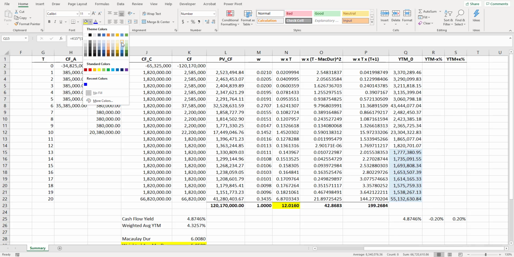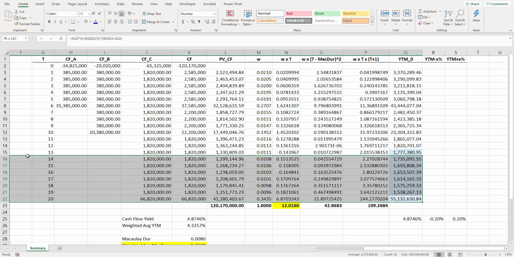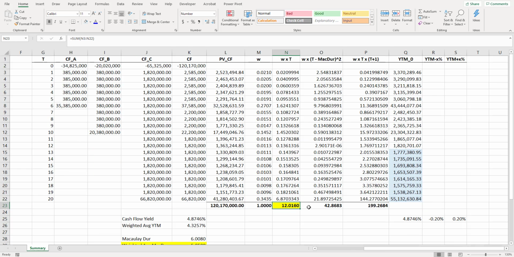So I'll just color this in blue just to show you how it works. All right, so in fact now what we are doing here is I'm discounting the cash flow from period 13 to period 12.016, and the same goes for each of these. I'm doing discounting from these respective periods to period 12.016.